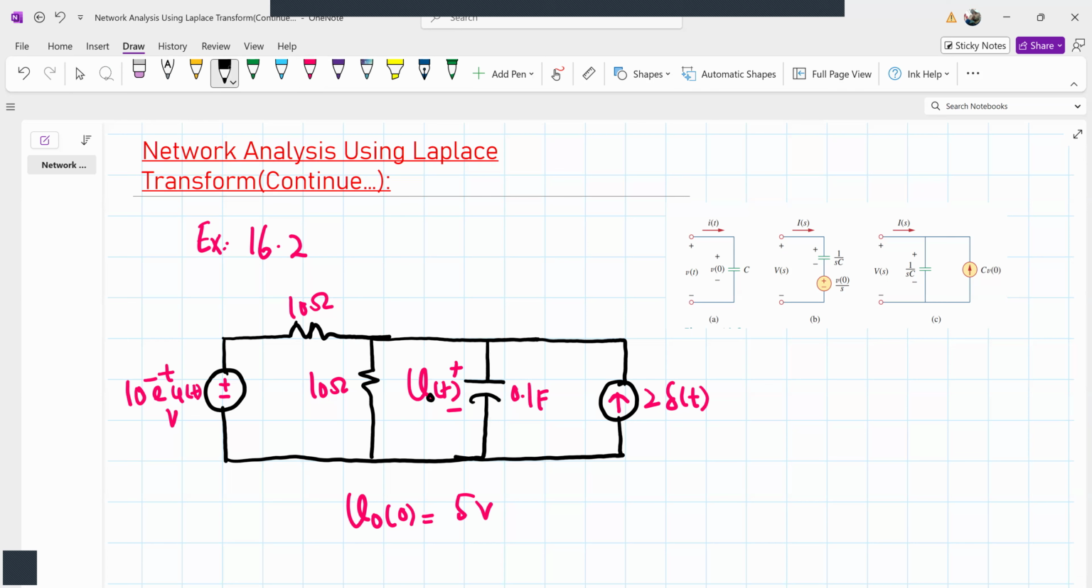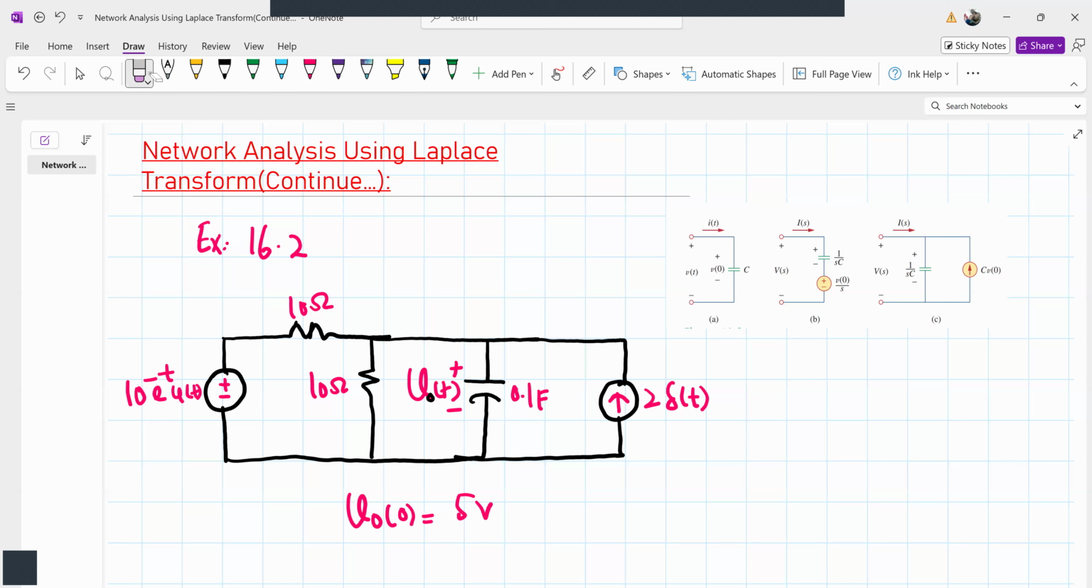The Laplace transform version: we know the Laplace transform of 10 e to the power of minus t u of t is simply 10 divided by s plus 1. Now 10 ohm will be replaced by 10. Similarly, 10 ohm will be replaced by 10. And for 2 delta t, we know the Laplace transform of delta t is 1. So this current source will be simply replaced by 2. And then we have this capacitor.